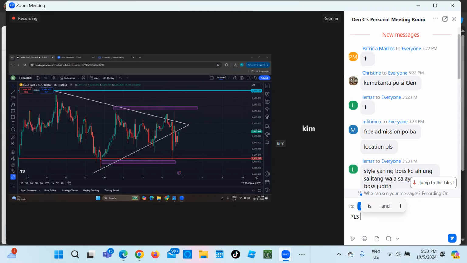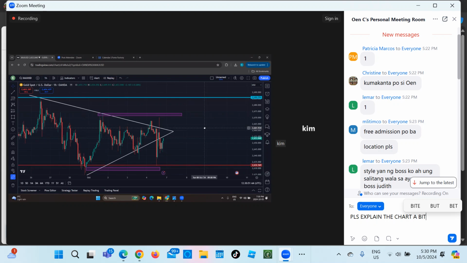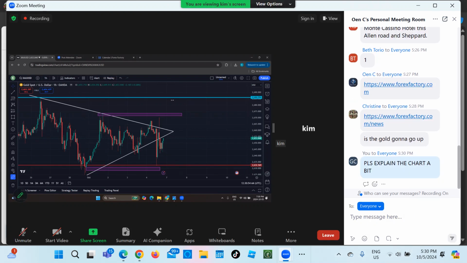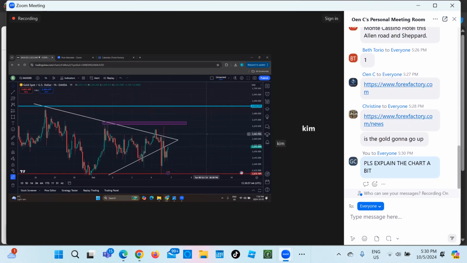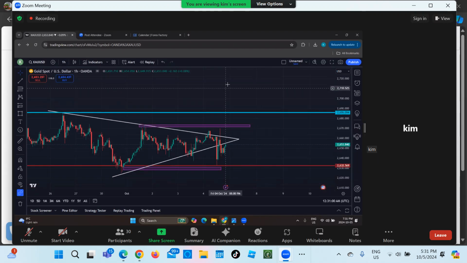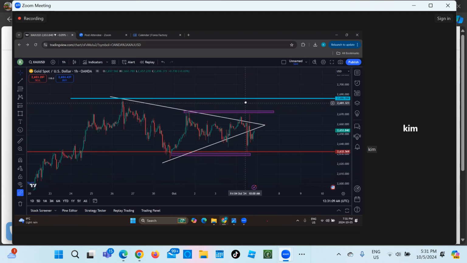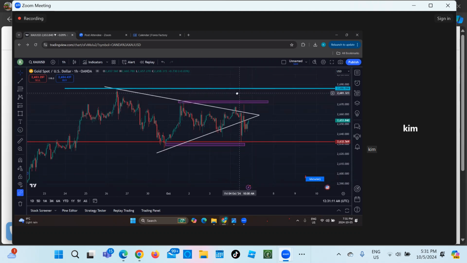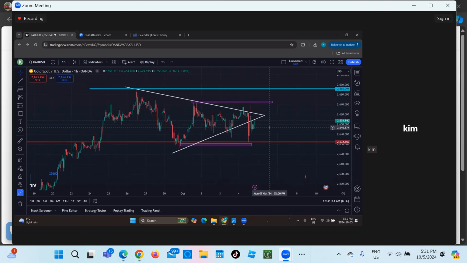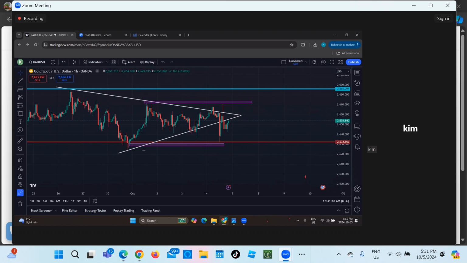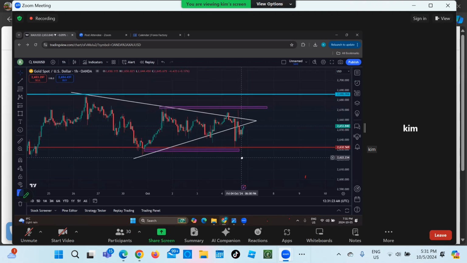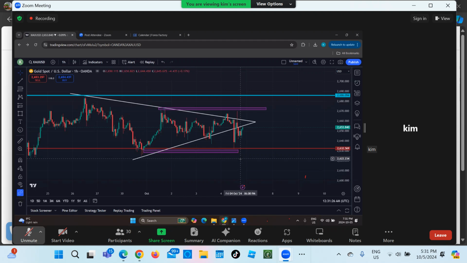Is the gold going to go up? Yes, gold is going to go up to 2680. I don't know when yet. Around 2690, this area. Please explain the chart a bit. What do you want to know? What would you like to know?